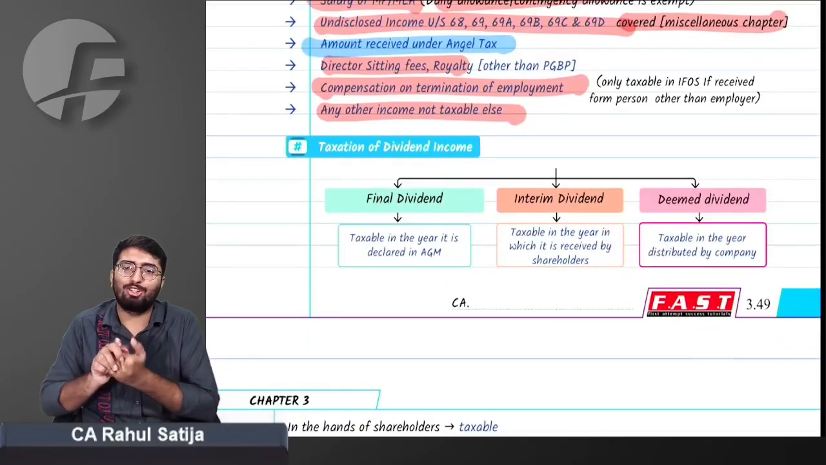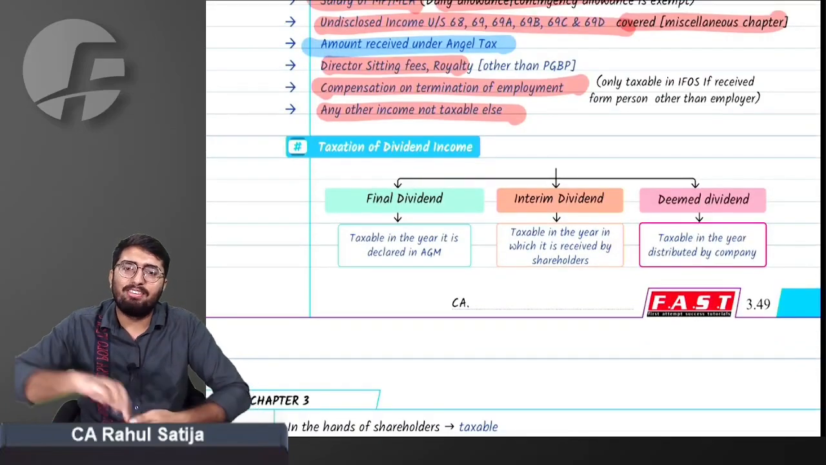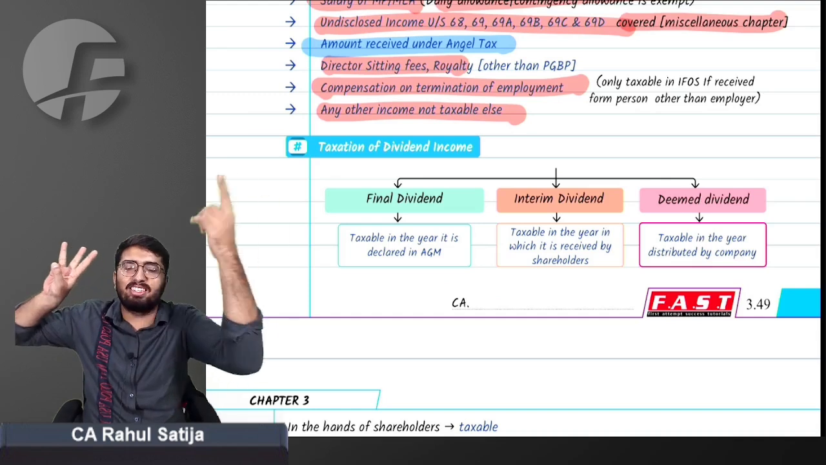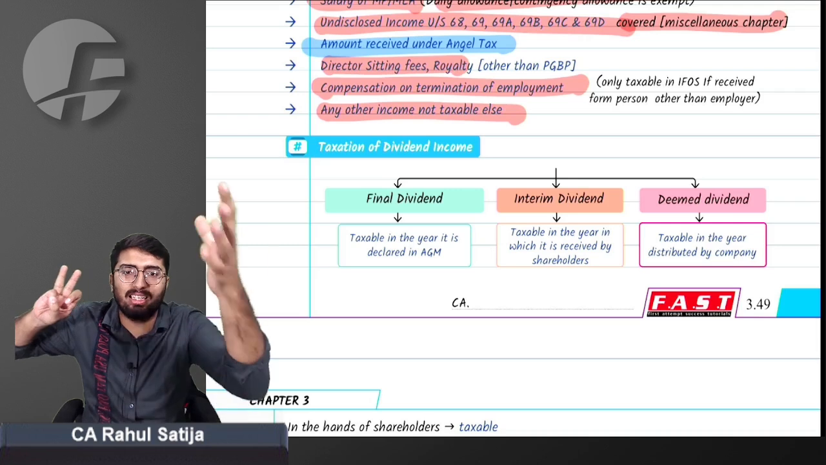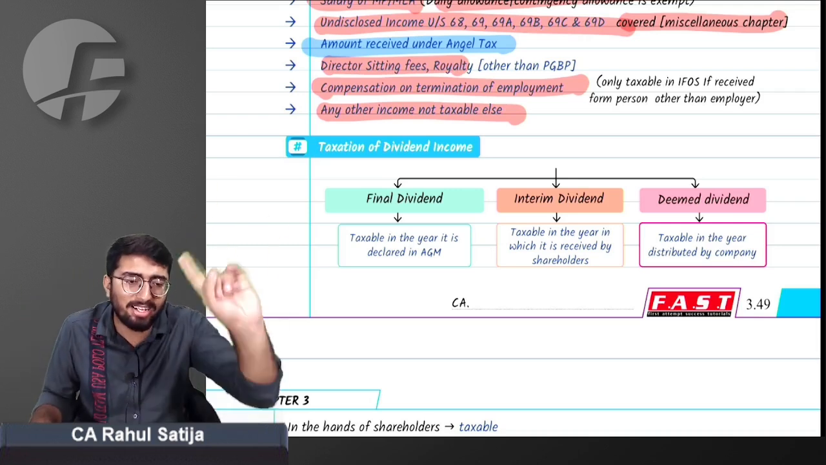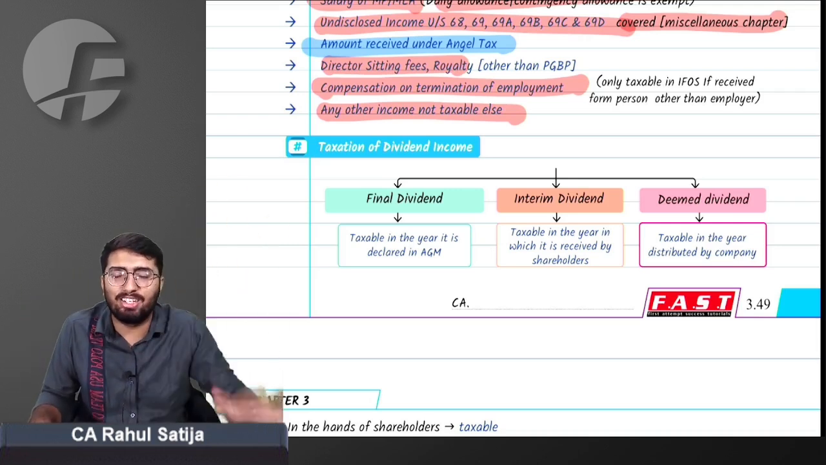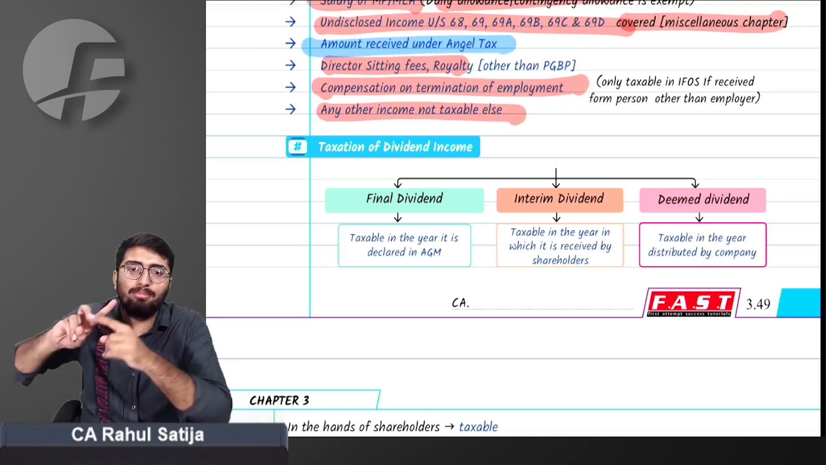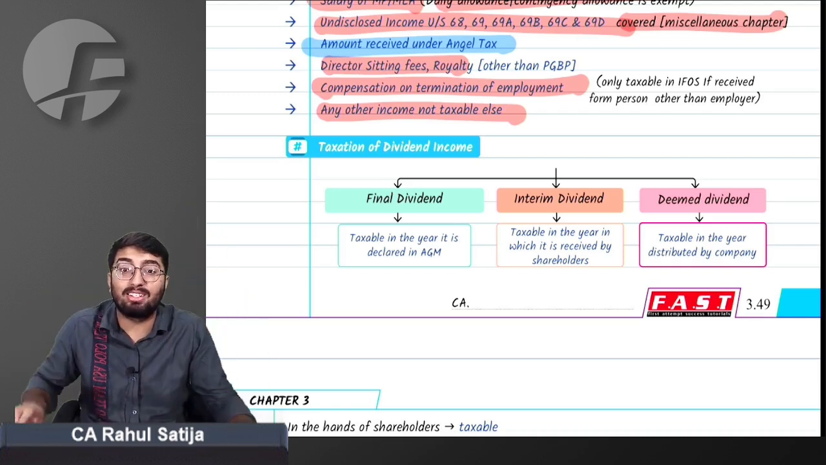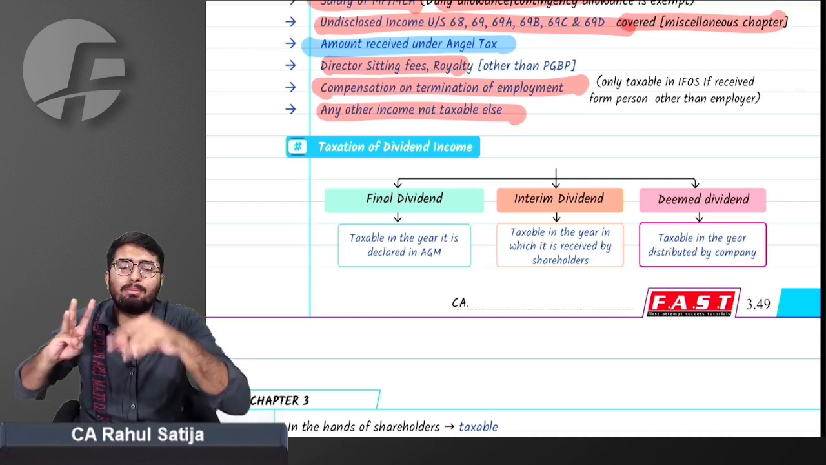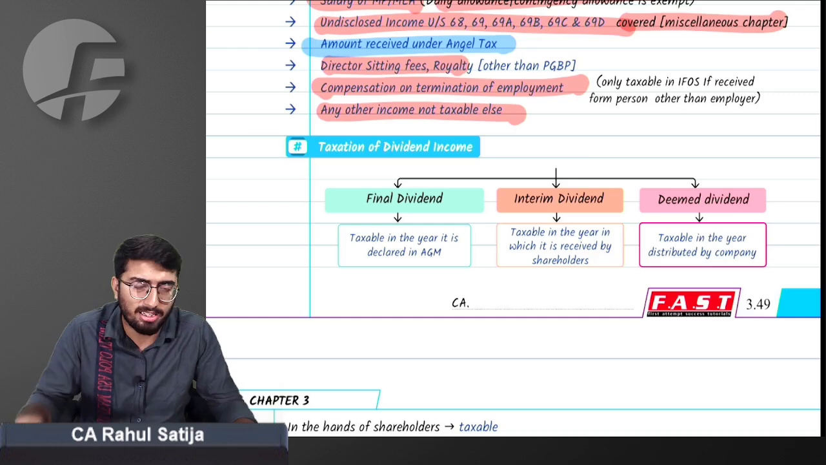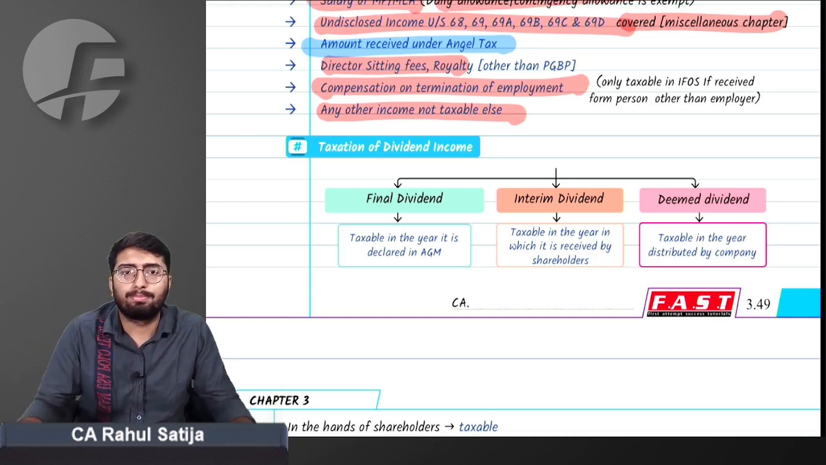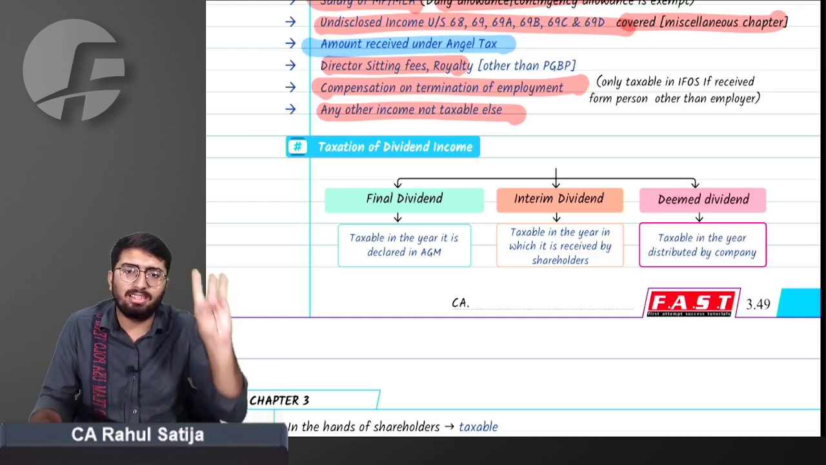Starting right away with taxation of dividends. Sir, how is dividend taxed? First of all, there are three kinds of dividend. First, final dividend is taxable in the year in which it is declared, not in the year of payment. Interim dividend is taxable in the year in which shareholders receive it. Deemed dividend is taxable in the year in which the company pays or distributes it. These are the three kinds of dividends.